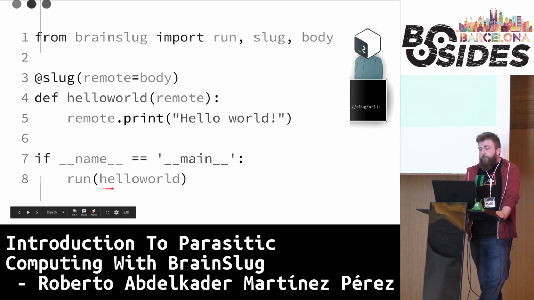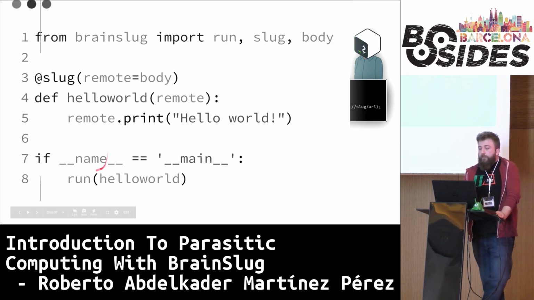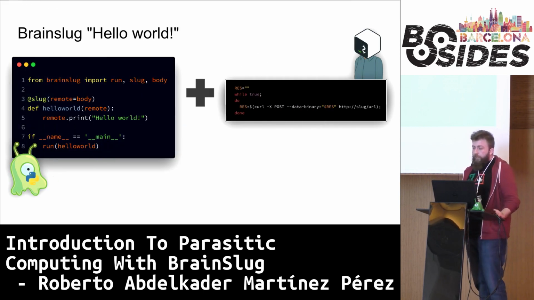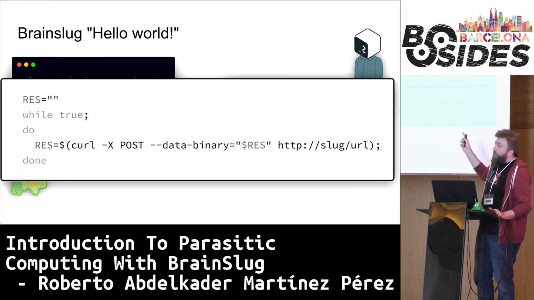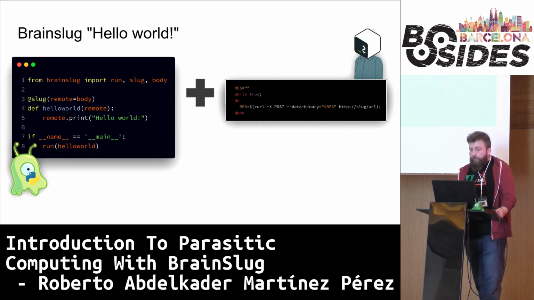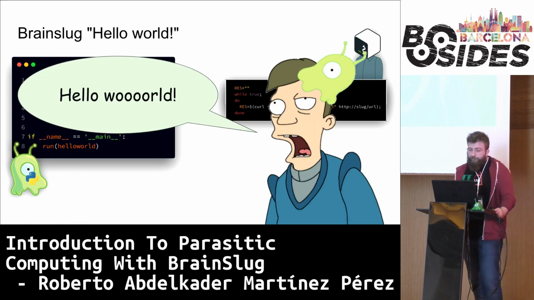And last, we run this hello world function through the run function that we import. And when this is running, the remote has this print function inside that will print hello world in the host, in the body, okay, in the zombie body. The next thing we have is exactly the same code that we saw before. And with this, we have the system making a hello world, okay.